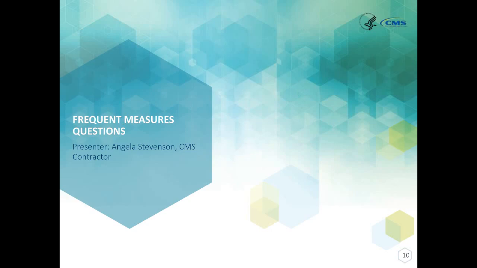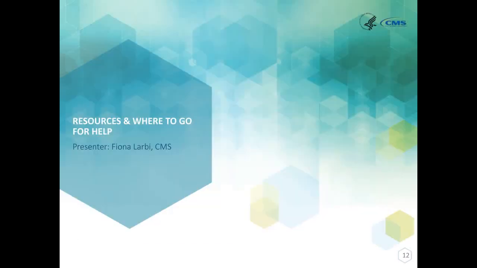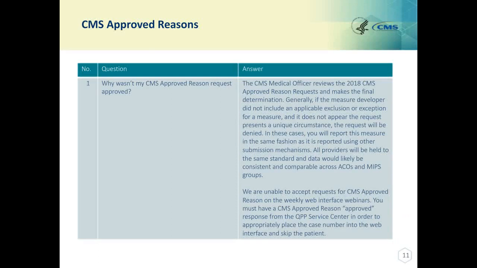We'd like to talk about some inquiries we've been receiving at the Quality Payment Program regarding denial of the CMS-approved reason requests. So inquirers are asking, why wasn't my CMS-approved reason request approved? And the answer is the CMS medical officer reviews the 2018 CMS-approved reason requests and makes the final determination. Generally, if the measure developer did not include an applicable exclusion or exception for a measure, and it does not appear the request presents a unique circumstance, the request will be denied.